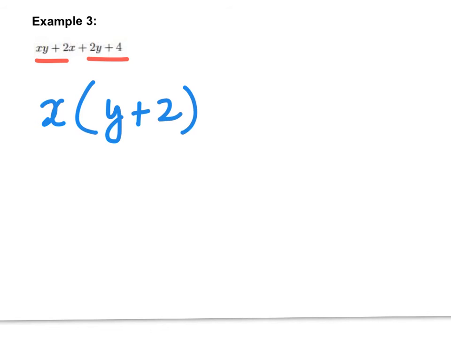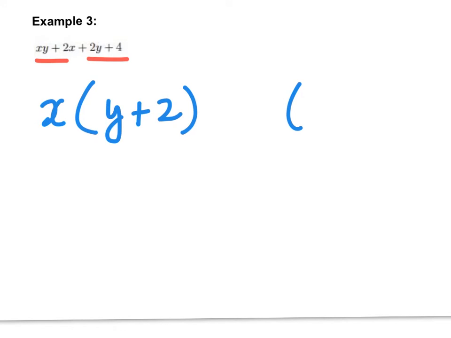Right, let's look at this one. What's the first thing I notice? That this has 4 terms. So if it's 4 terms, we split it in 2, and we look at the first two, x is in common. We look at the second 2, 2 is in common. So what do we do? x times y plus 2, because if we take the x's out, we're left with y plus 2.